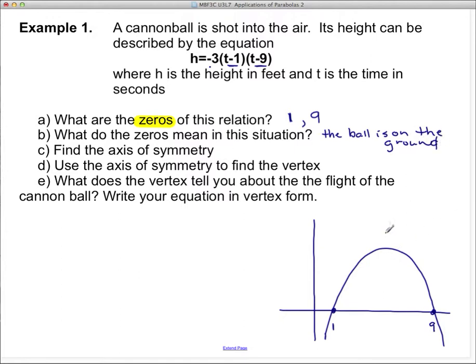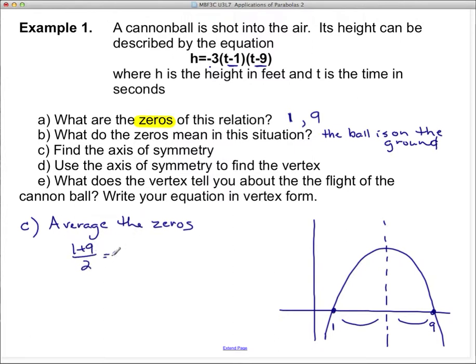Now it says find the axis of symmetry. The axis of symmetry runs right down the center of the parabola, so it is right between 1 and 9. Now remember how we find that? We take an average of the two zeros. So average the zeros, and we find the axis of symmetry. So 1 plus 9 divided by 2 is 10 divided by 2, or 5. So therefore, x equals 5 is our axis of symmetry.